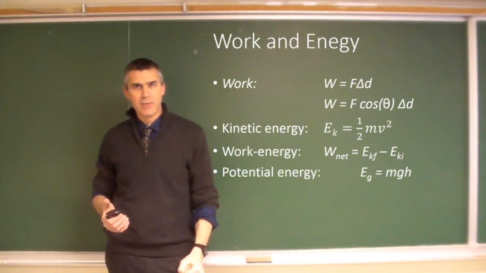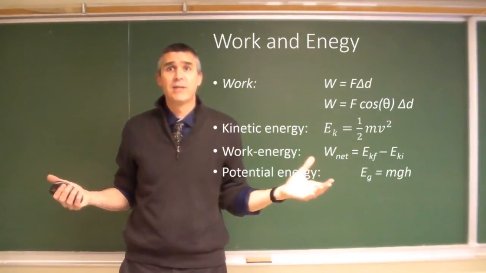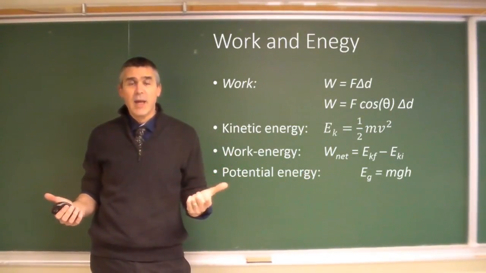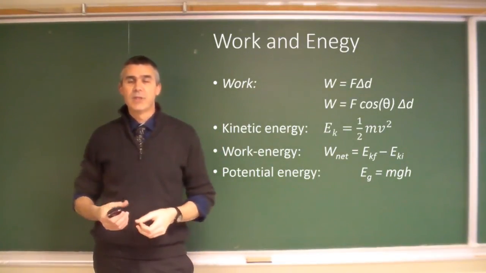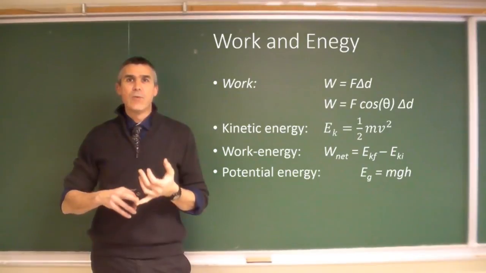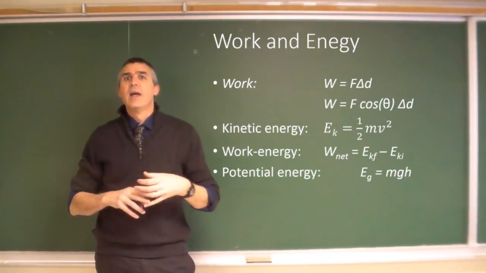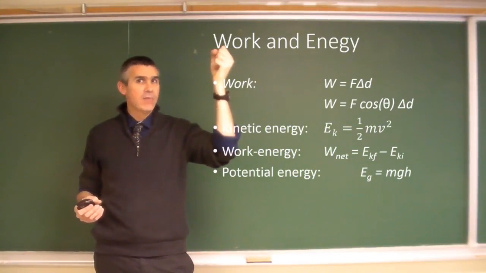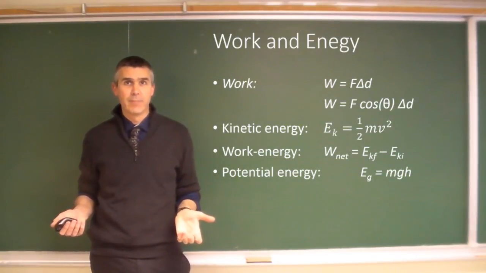Because how much force does gravity apply? Well, it applies the weight of the object, which is m times g. And how far will it pull it? It will pull it the height the object is sitting above the ground. And so work is equal to force times distance, mg times h. And if you have an object sitting at some height, it has the potential for gravity to do work on it. Therefore, potential energy is equal to mgh.